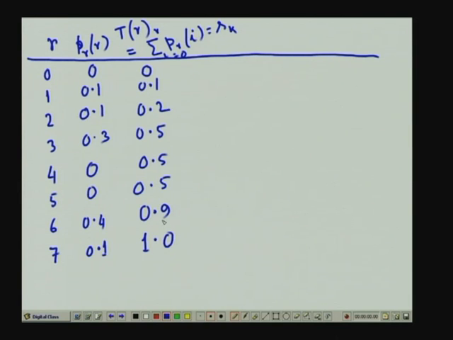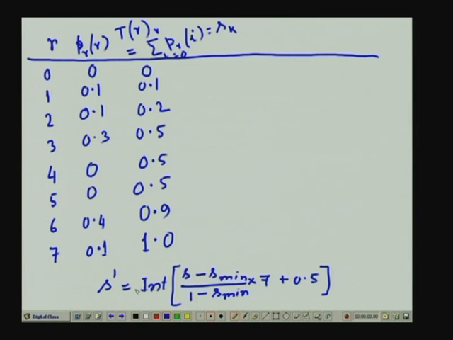And for that, we use the same mapping function, as we have said: s' equals the integer of (s minus s_min) divided by (1 minus s_min), times (L minus 1), which in this case is 7, plus 0.5. So, doing this calculation and taking the nearest integer value, whatever we get will be my reconstructed intensity level.